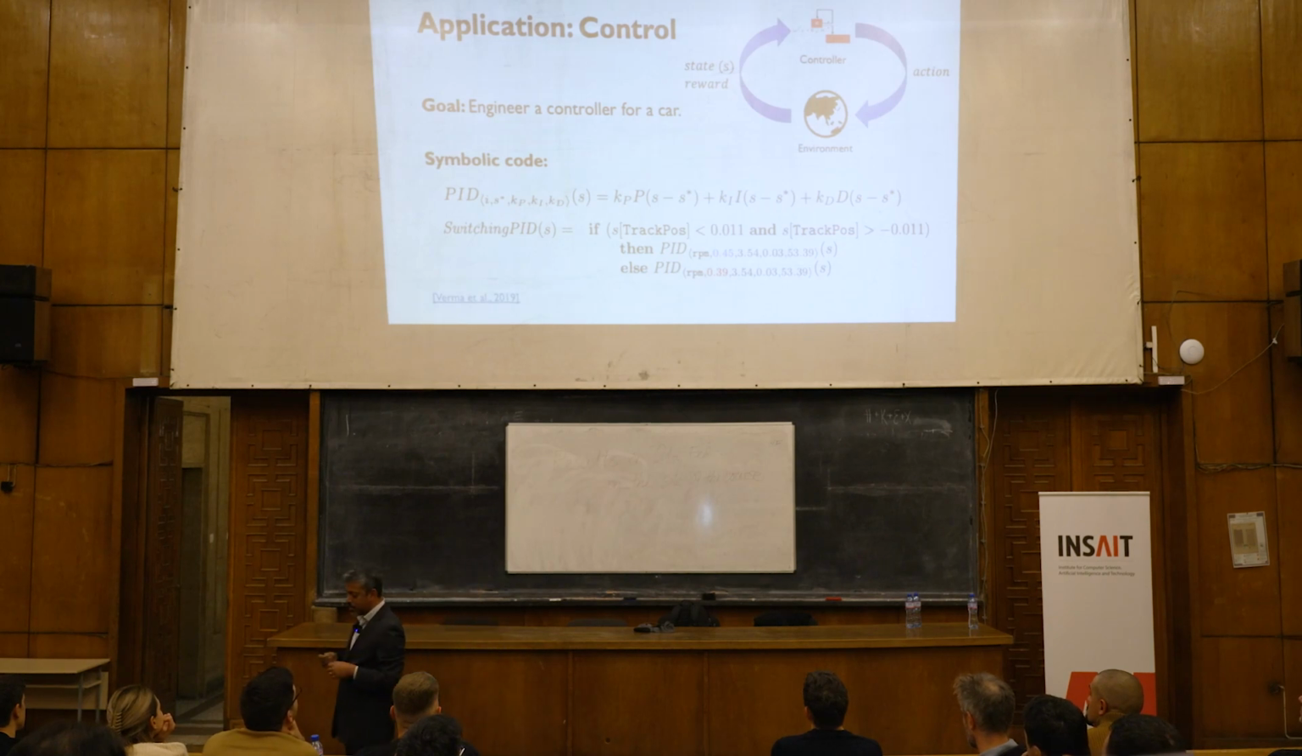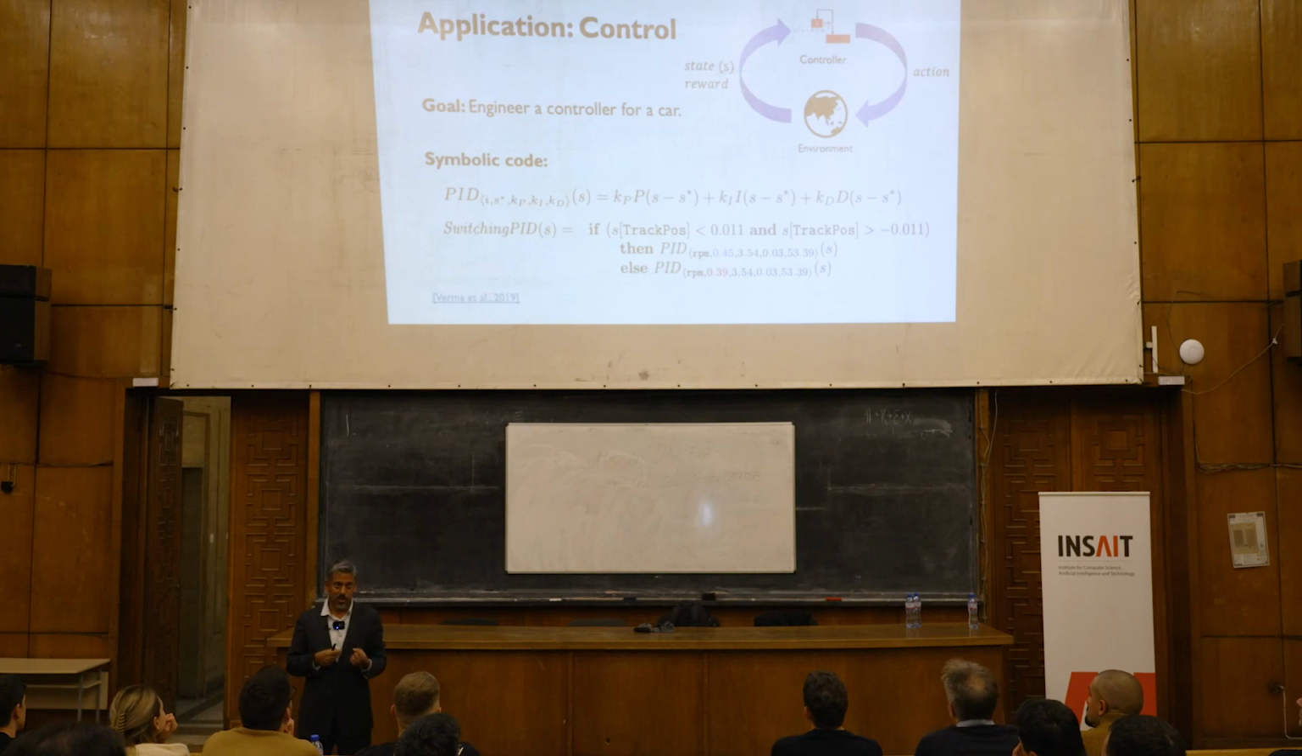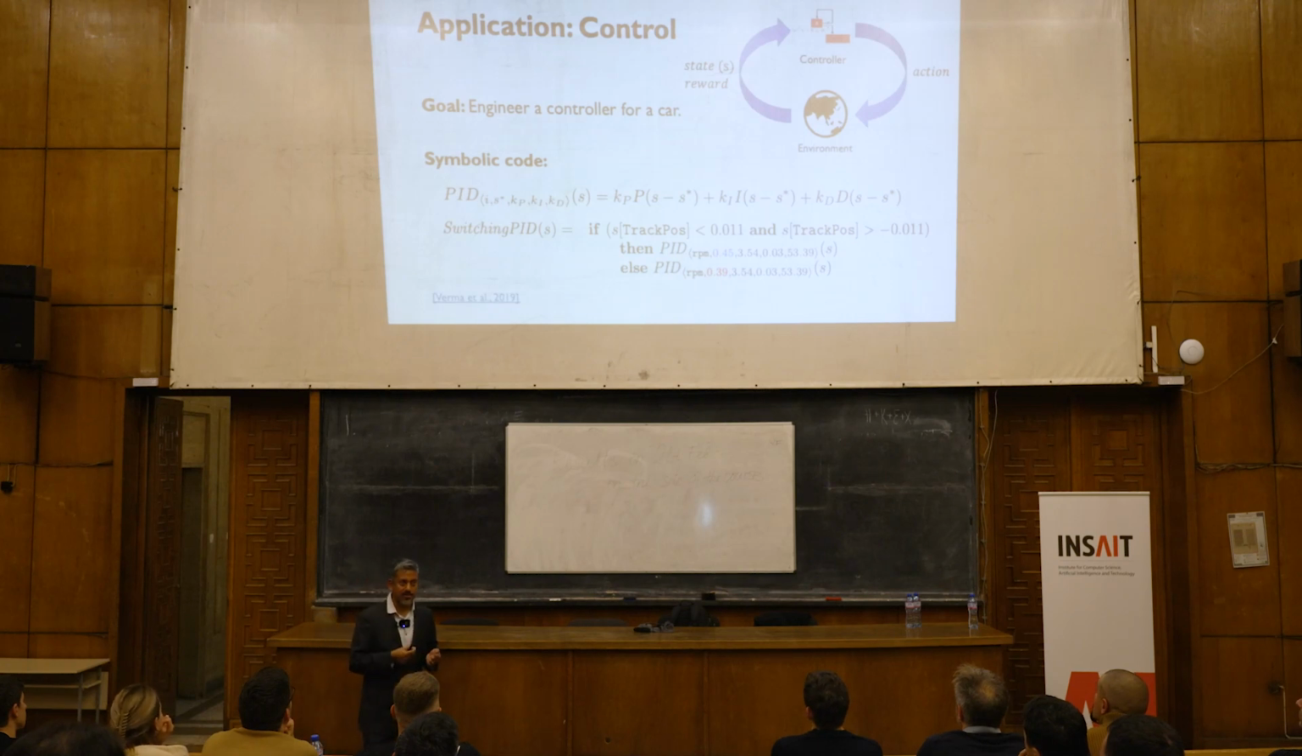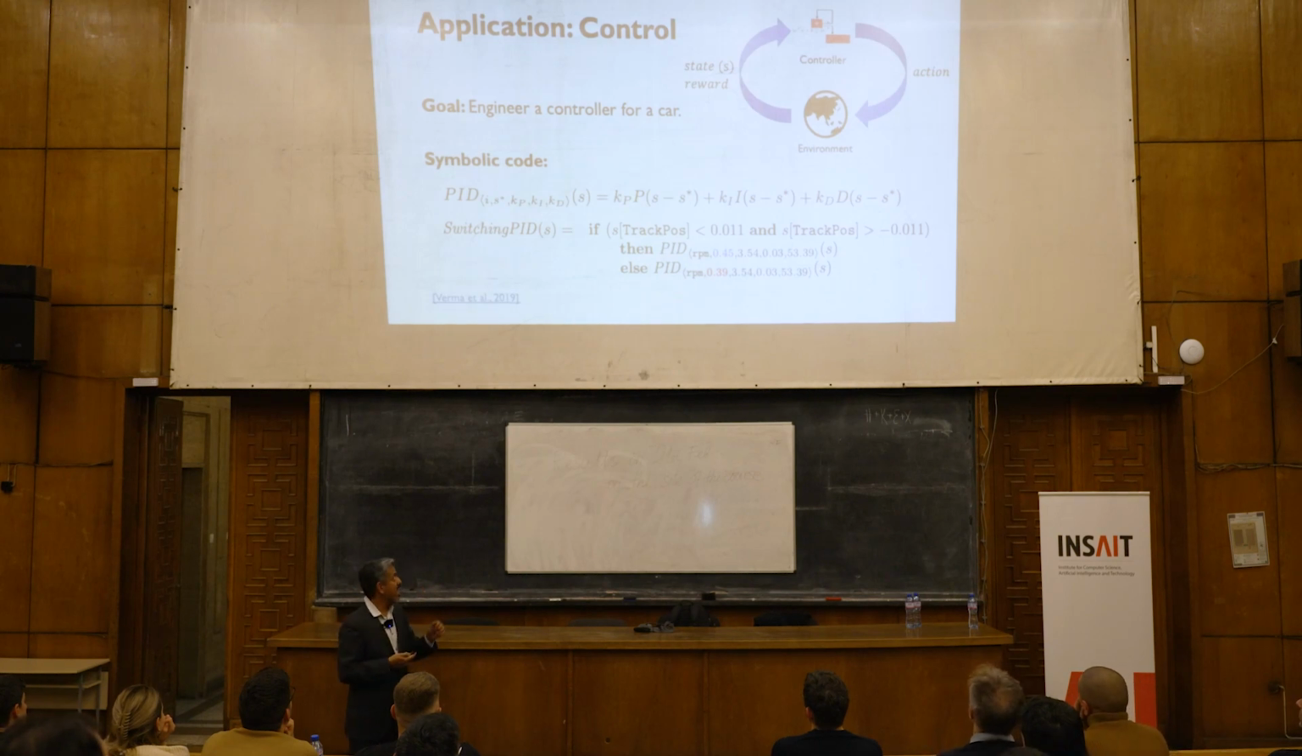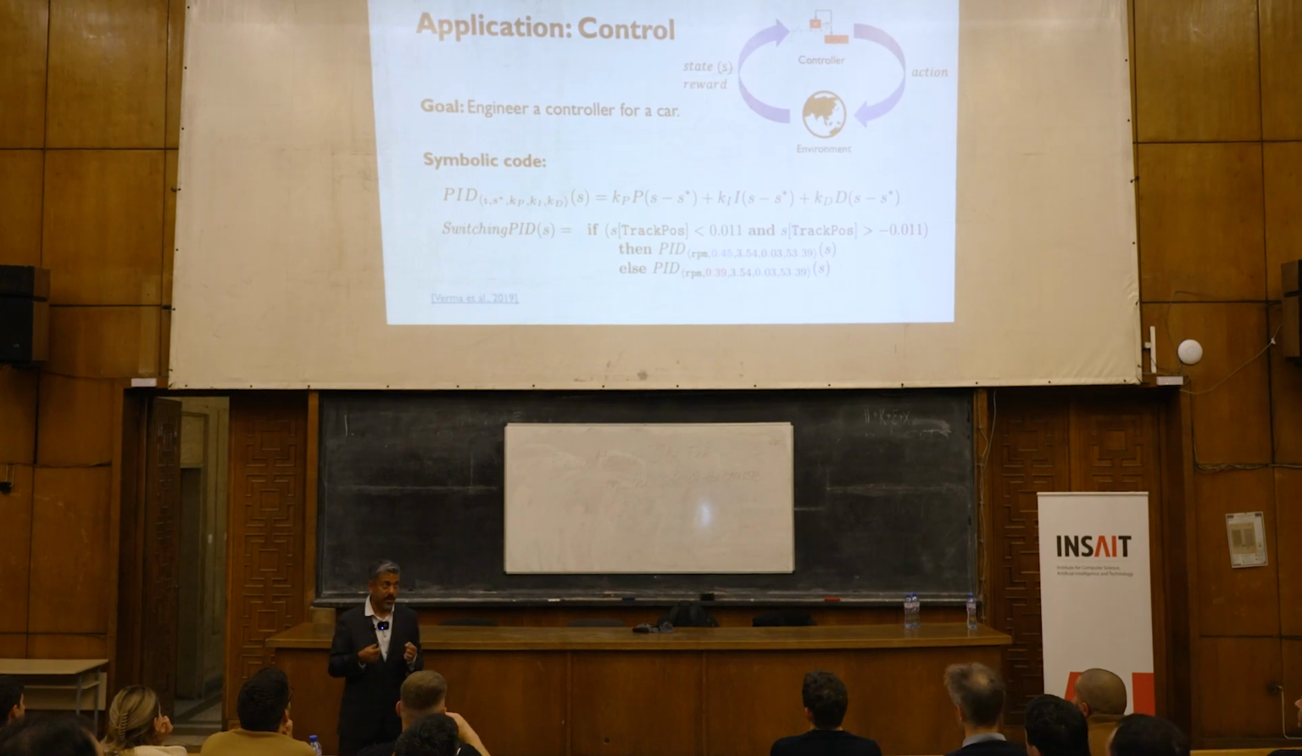The details don't matter. The point is it's a function, it's a simple piece of code that takes the current state and the target state that you want to get to and gives you an action. So for the car specifically, the state could be your current velocity, the target could be the speed that you want to reach, and then the action could be acceleration or the steering angle.